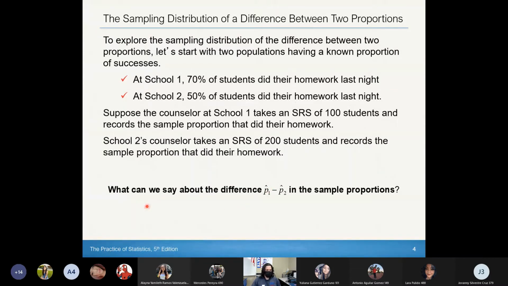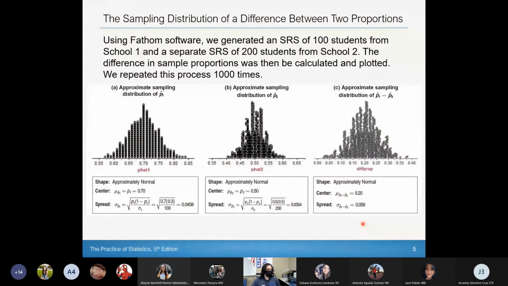What can we say about the difference p hat 1 minus p hat 2 in the sample proportions? Using Fathom software, which is software that does statistical modeling, which we don't have access to because it costs money, the textbook people generated an SRS of 100 students from school 1 and a separate SRS of 200 students from school 2. The difference in sample proportions was then calculated and plotted. We repeated this process 1,000 times. So we get the sampling distribution for p hat 1, the sampling distribution for p hat 2, and the sampling distribution for p hat 1 minus p hat 2.